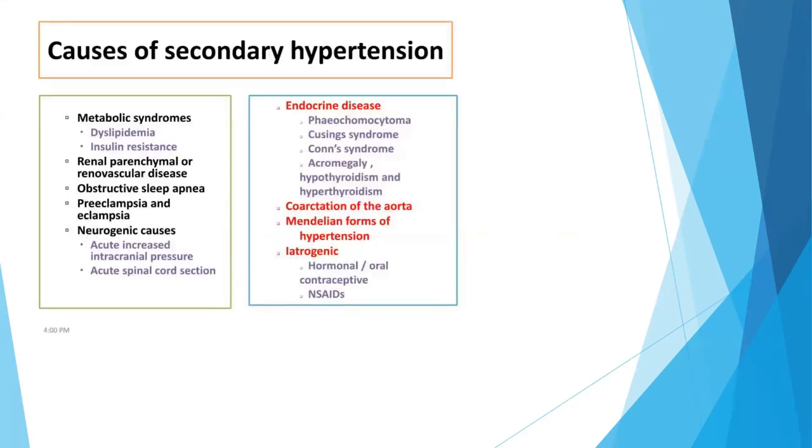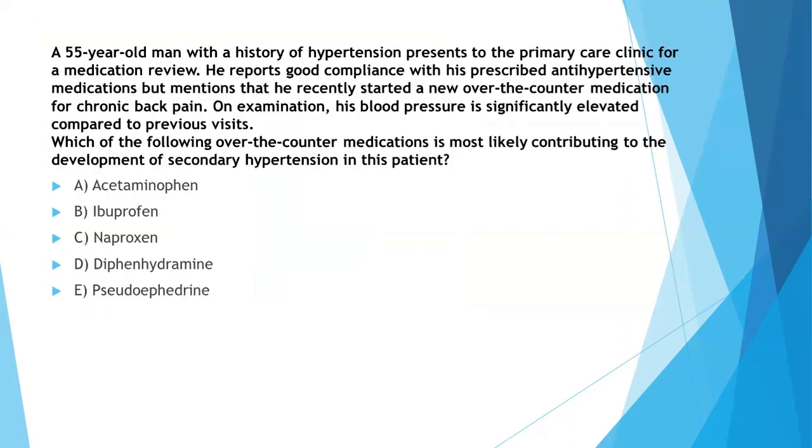So these are the causes of secondary hypertension. These include metabolic syndromes like dyslipidemia, insulin resistance, renal parenchymal or renal vascular disease, obstructive sleep apnea, preeclampsia and eclampsia, neurogenic causes like acute increase in intracranial pressure and acute spinal cord section. There are some endocrine diseases like pheochromocytoma, Cushing syndrome, Conn syndrome, acromegaly, hypothyroidism, and hyperthyroidism, coarctation of the aorta, Mendelian forms of hypertension, and iatrogenic causes like hormonal or oral contraceptives and NSAIDs, and some drugs like midodrine.